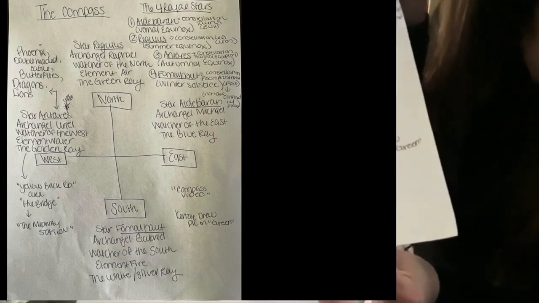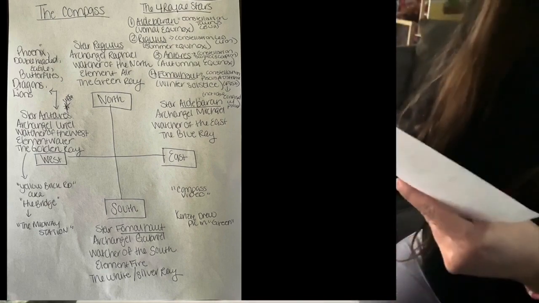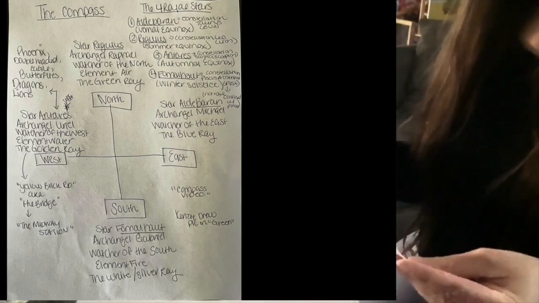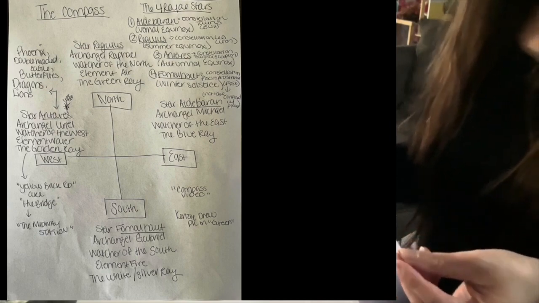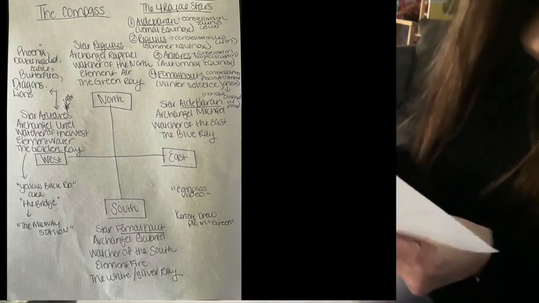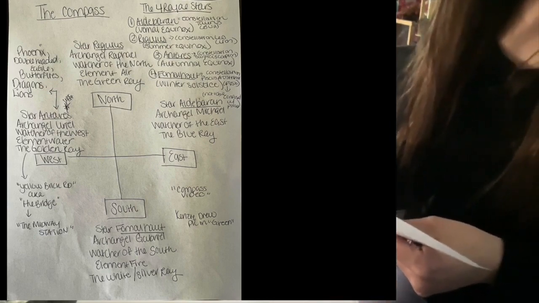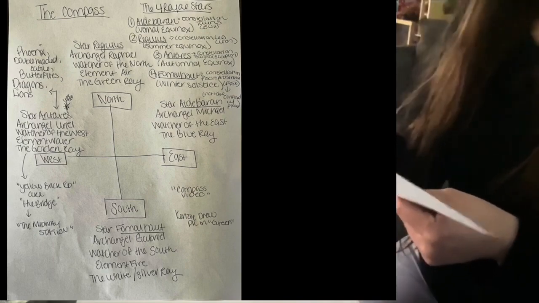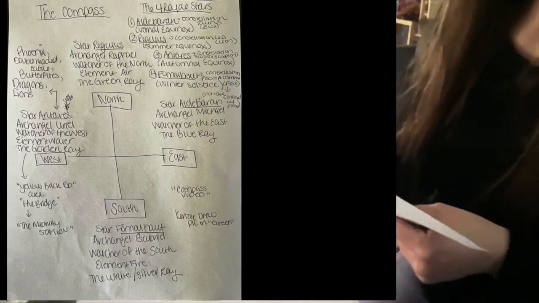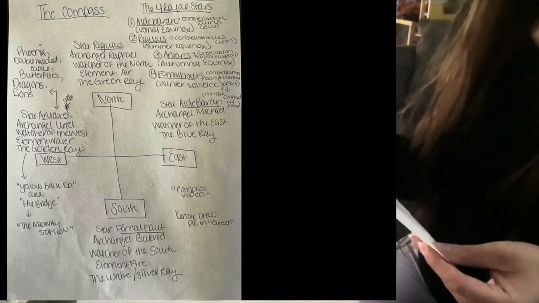is Fomalhaut. Okay, and Fomalhaut is guarded by Archangel Gabriel. It's the Watcher of the South. The element is fire, and that's the white/silver ray. It's in the constellation of Piscis Austrinus, which is represented as the fish, not to be confused with Pisces, and that is during the winter solstice.